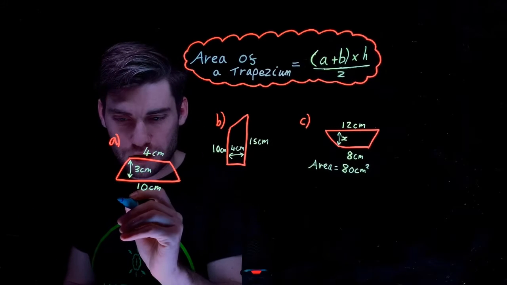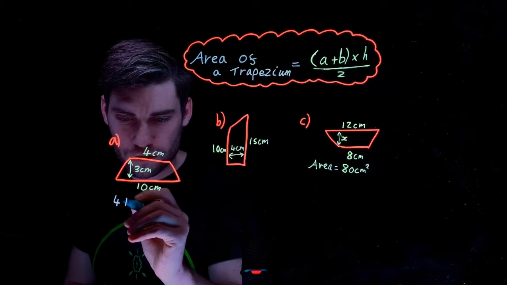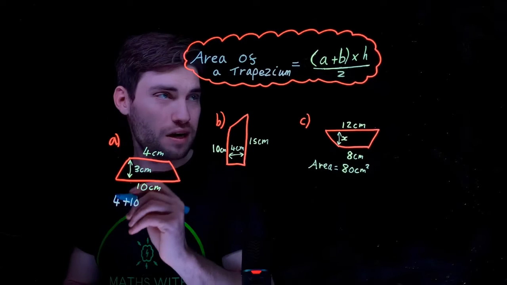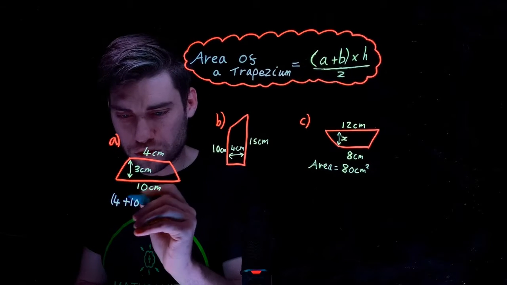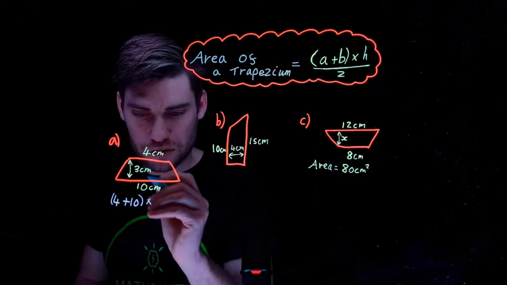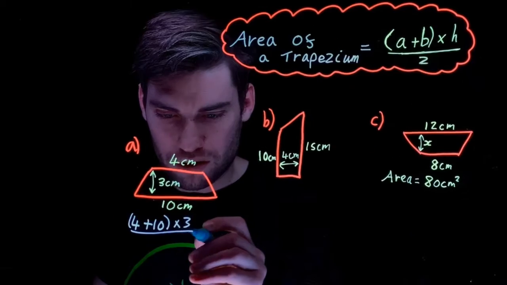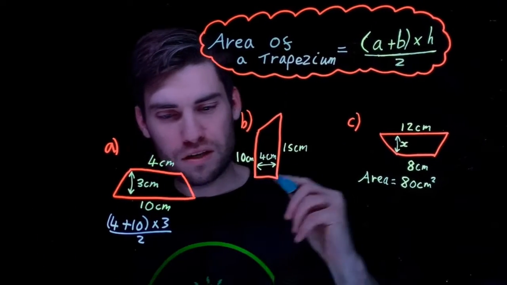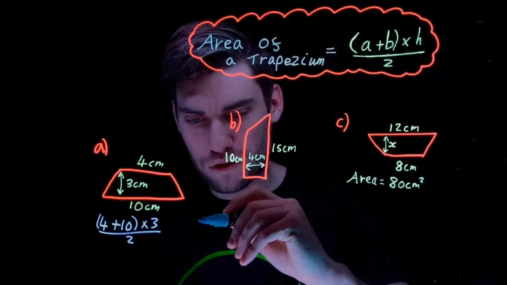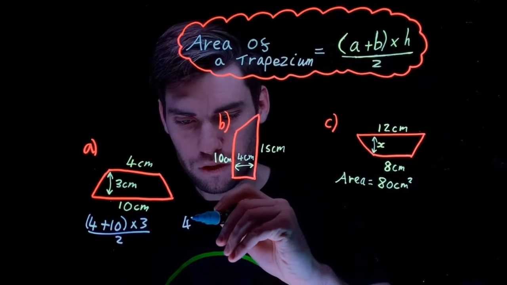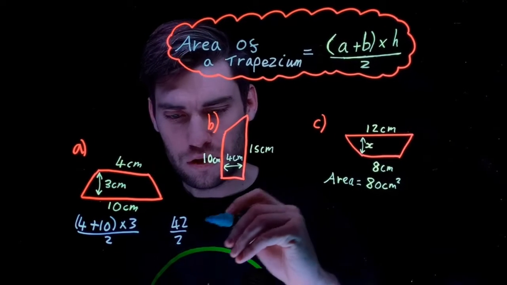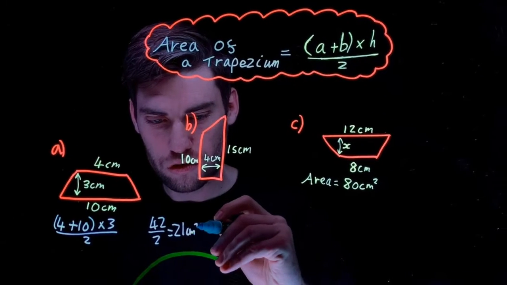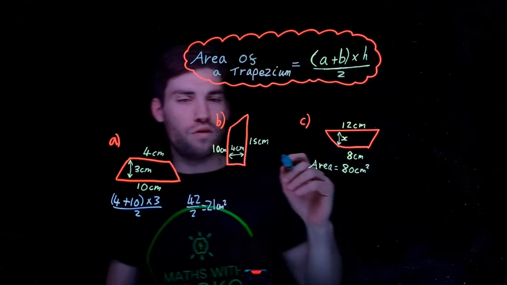So all we do is 4 plus 10. That refers to A and B. They are the parallel sides, sides that never meet, that have the same gradient. So 4 plus 10, we times it by the height, which is 3. Then we divide all that by 2. After doing that, 4 plus 10 is 14, times by 3 is 42, then divide that by 2. So your answer equals 21 centimetres squared. That's the answer for question A.